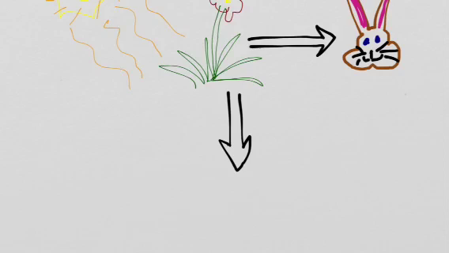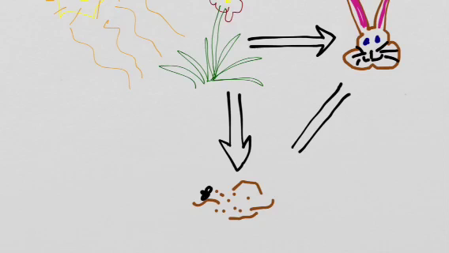I'm going to draw these little microbes, little worms, and little flies with little wings. All these guys are going to break this apart. They're going to break living materials apart, whether those materials are plants or herbivores, because herbivores will also die at some point.